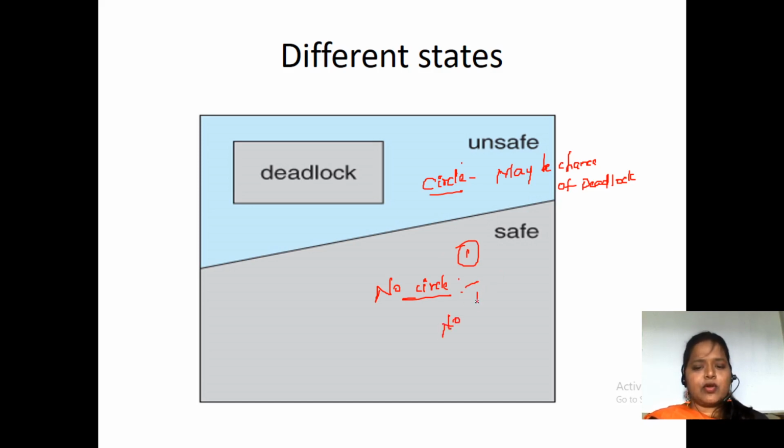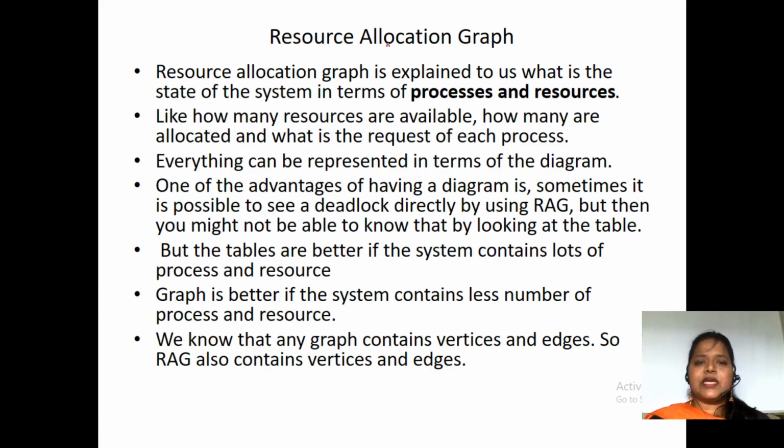If no circle, I can say that there is no deadlock. No circle, no deadlock, it is guaranteed. But if there is a circle, there may be a chance of getting the deadlock. That second state we call an unsafe state, which we also call a deadlock state. Fine. Now we are going to talk about the resource allocation graph.